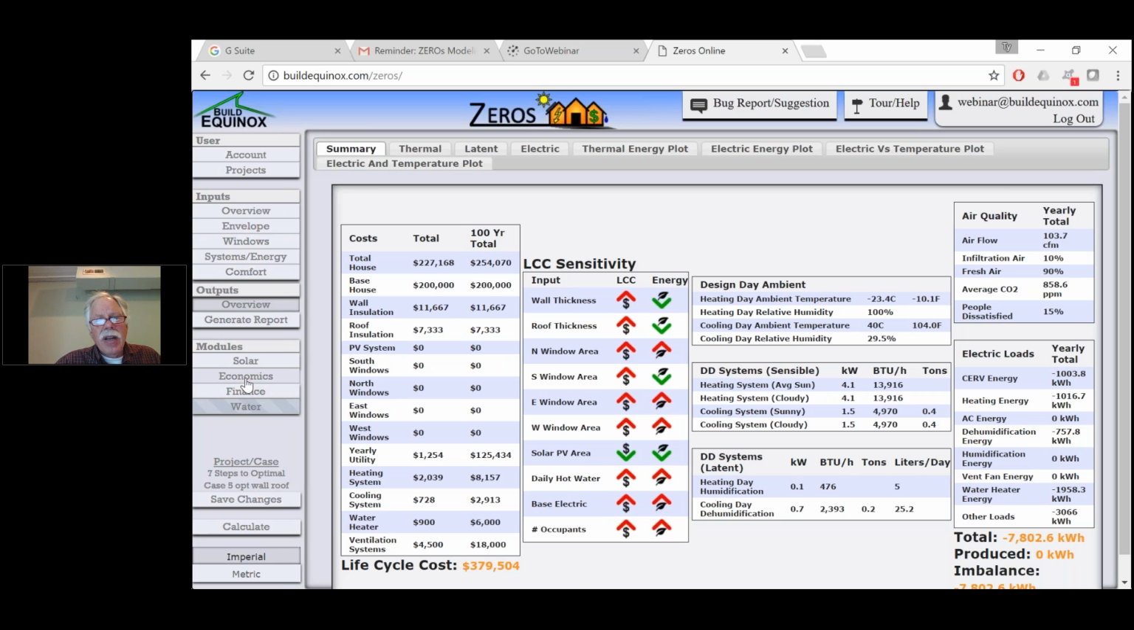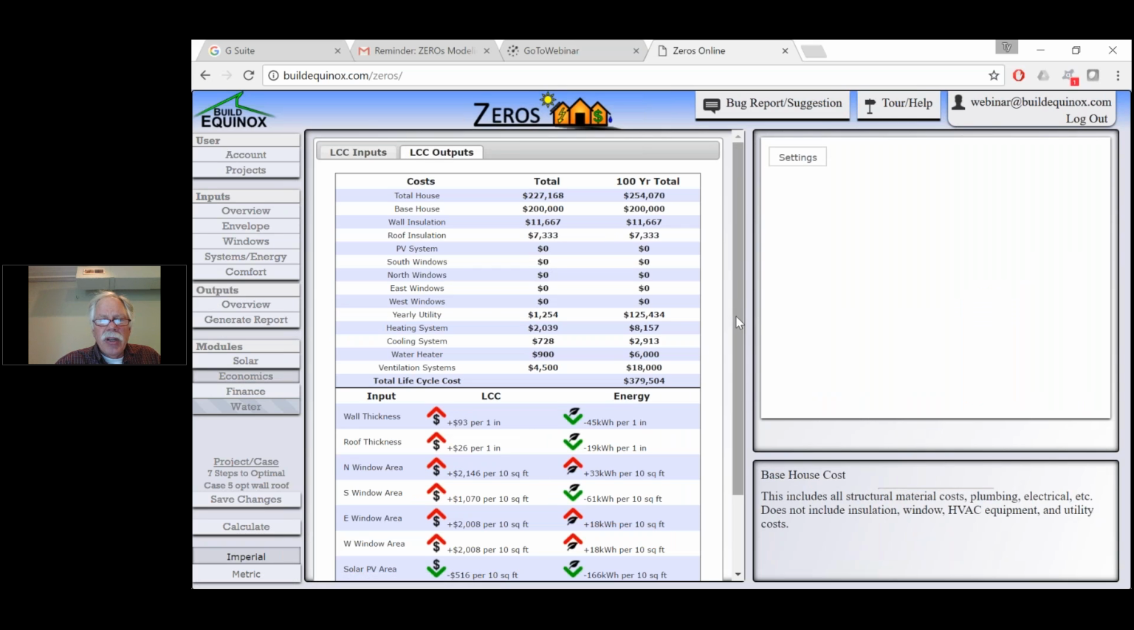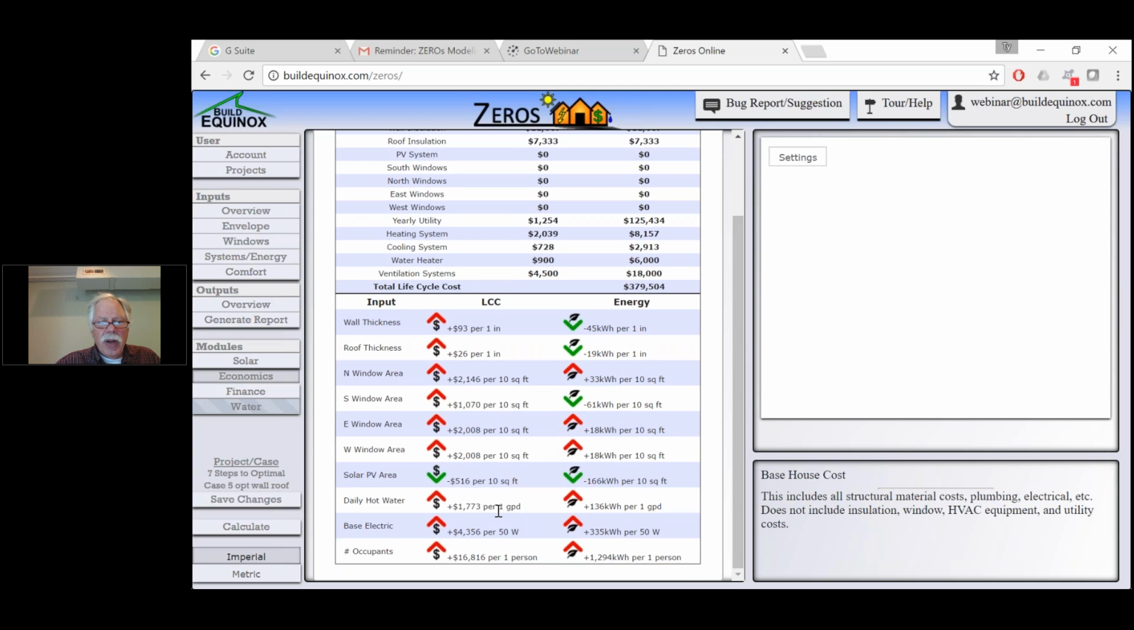And if we look at the economics and we look at this kind of mini output screen, you can see that now each additional inch of insulation is going to cost me about $100 over 100 years. Not a lot, but the energy savings are getting pretty minor, especially as we talked about relative to what hot water costs are for every gallon per day that's used.